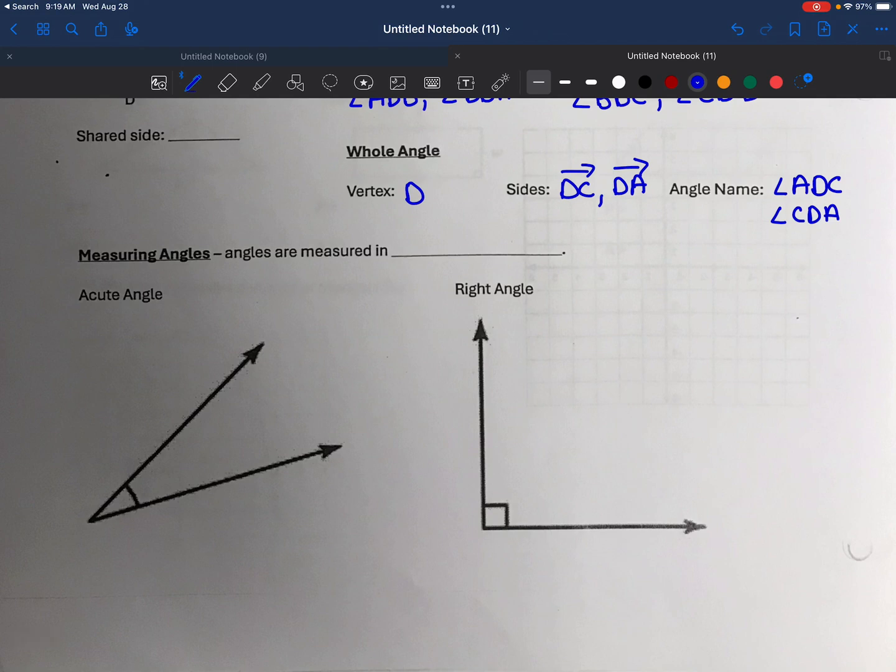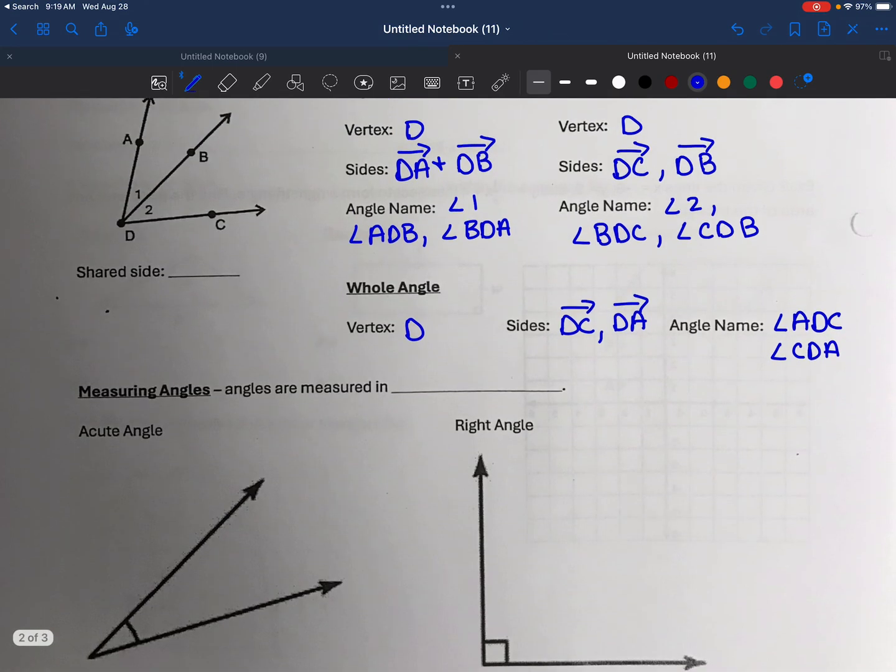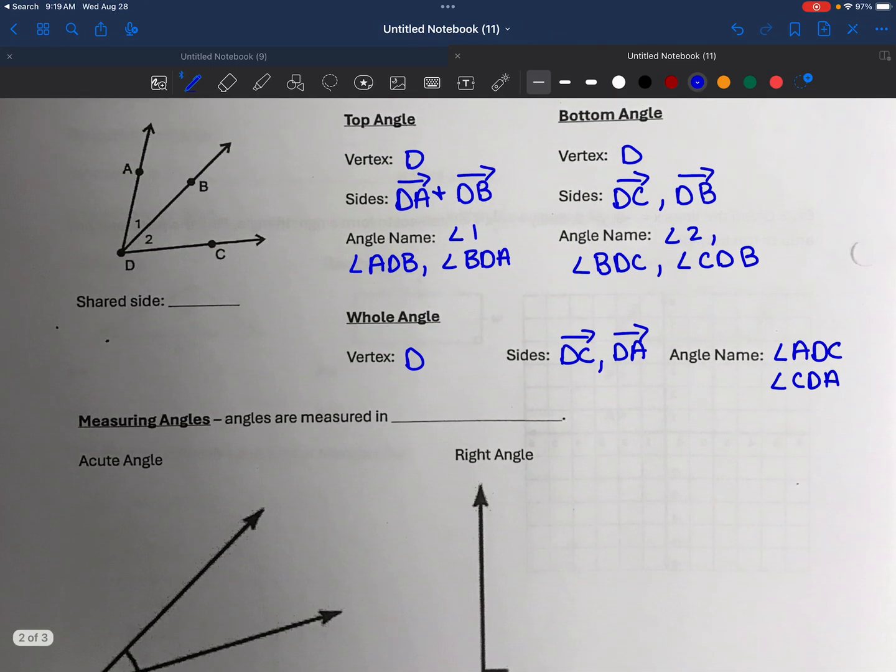Yes? Okay. All right, let's talk about measurement of angles. What's the shared side? Did I miss something? Oh, yep, I did. What is my shared side? DB. Ray DB. Thank you, Joss.